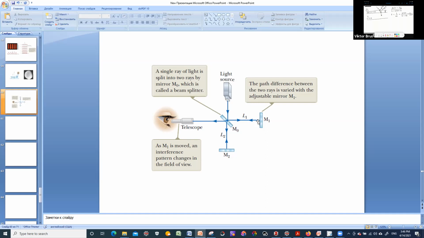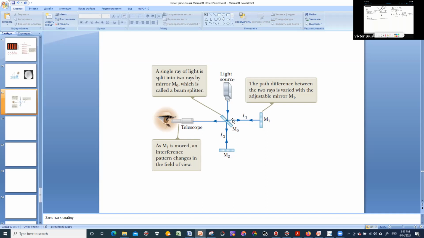These M1 and M2 mirrors are oriented along lines which are perpendicular to each other. These mirrors M1 and M2 are like 100% reflective mirrors, close to 100%, fully reflective. And all light which hits mirrors M1 and M2 is reflected backwards.